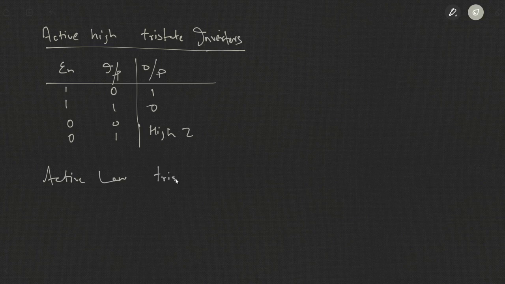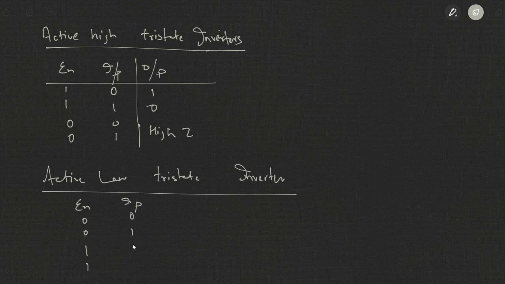tri-state buffer, tri-state inverter, for an enable of 0 and 1, and corresponding inputs 0 1 0 1. The resultant output will be corresponding to low enable state, that is for a 0 input we will have an output of 1, for a high input we will have an output of 0, and this will be the high impedance state. Fine.